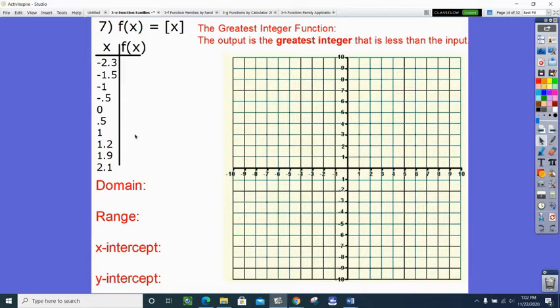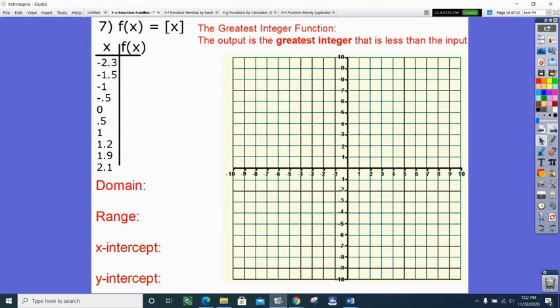So you might want to pause the video and see if you can just do what I just said and fill it in. And then I'll flip over and show you the answer to this one. But what it's going to end up looking like is a series of steps. It's going to jump from one integer to the next.